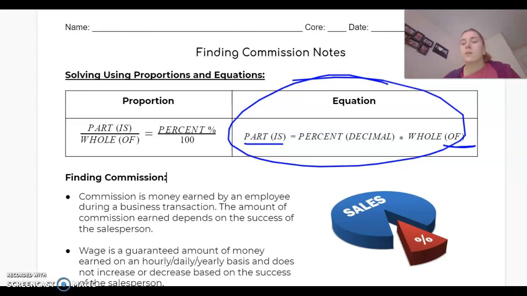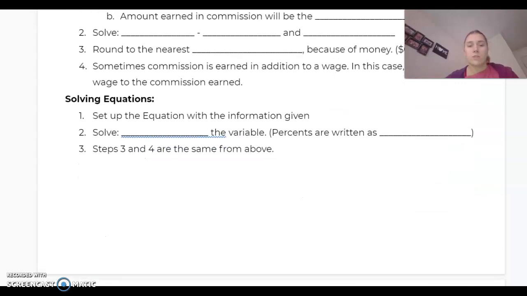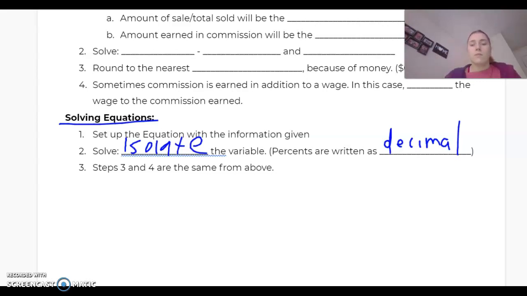So we're going to go down and talk about the steps in how to find your commission. Solving using equations: you're going to set up your equation with your information given. You're going to solve, isolate your variable, and make sure that your percents are written as decimals. We've practiced this before. You should know how to convert your percent to a decimal. Then steps 3 and 4 are above.